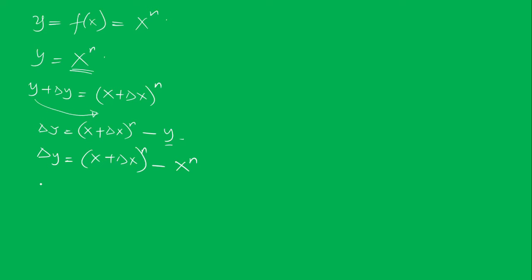Now, having done this, according to the binomial expansion, if you want to expand a value like this, there is a rule. You have n combination r. For the first one, n combination 0 will just be x to the power n minus 0, times delta x to the power 0.